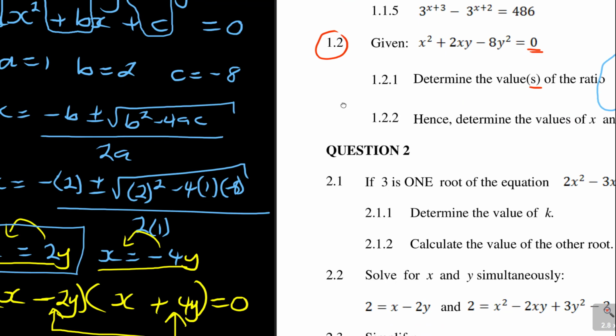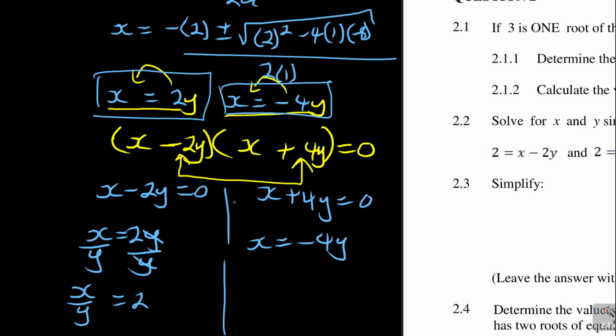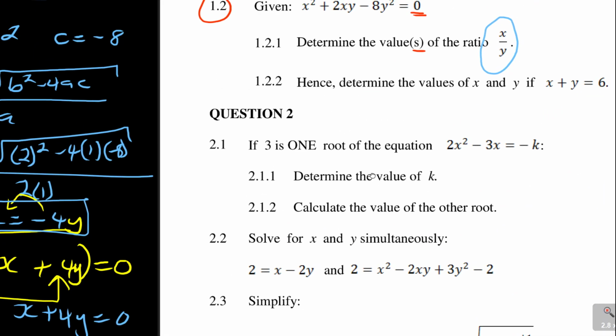So you do the same thing here to say x over y. What do you have there? It gives us 2. What about the other one? X is equal to, take it back there, it's minus 4y, which is that part. So we divide by y, divide by y. So x over y is equal to, when you cancel there, it's minus 4. So this is the first answer that they wanted there. Are you seeing that?